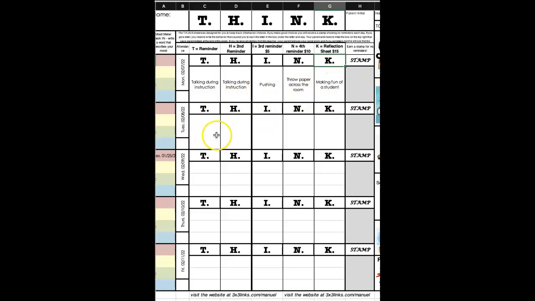Let's say that happens to you on Monday and you come back and you learn all your lessons and you've decided that you're not going to make any poor choices for the day and you don't get any letters. Then we're just going to leave these blank through the whole day. And then at the end of the day, when I call you up, I'm going to put a stamp right here where it says stamp, and it will be like a smiley face or a thumbs up or something. And then you can take it back to your parent and you can show them, look, I got a stamp. I had great behavior today. And your parent will be very happy with you.